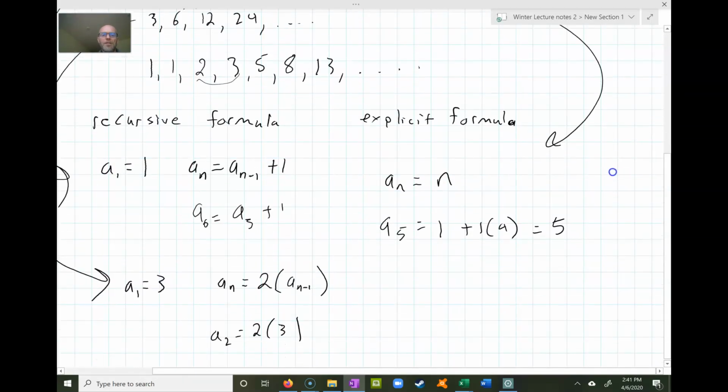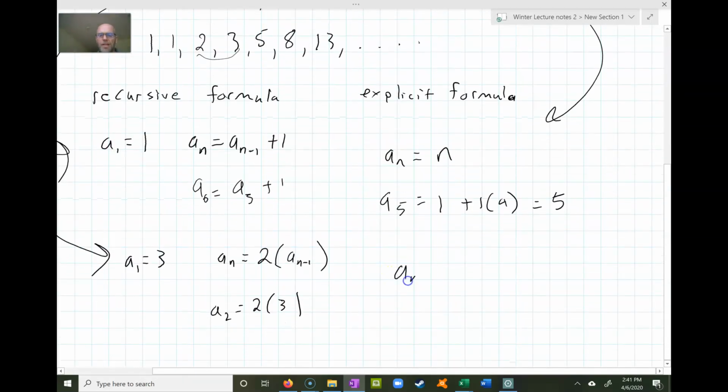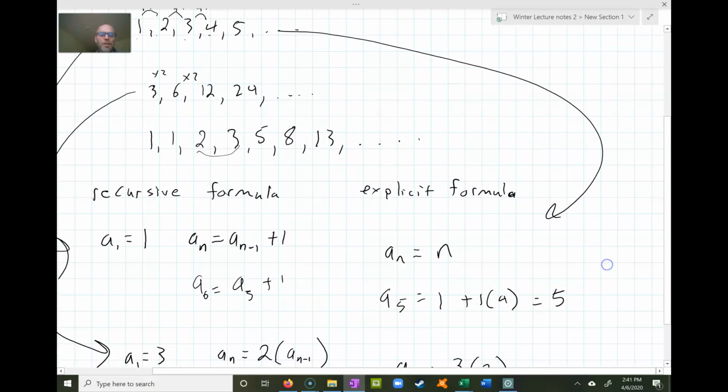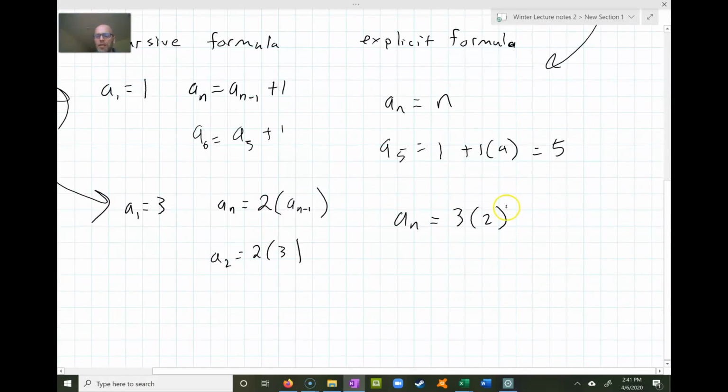Okay. Now the second one is different. In this case, a sub n is equal to, well, we know we start with 3 and we multiply over and over again by 2. So this is going to look kind of like an exponential equation, isn't it? But how many times do we multiply by 2? Well, in the second term, I've multiplied by 2 once. So that's where that n minus 1 comes from, right?